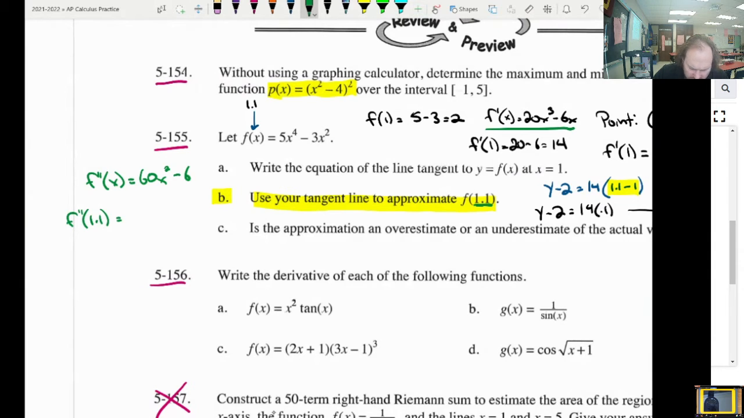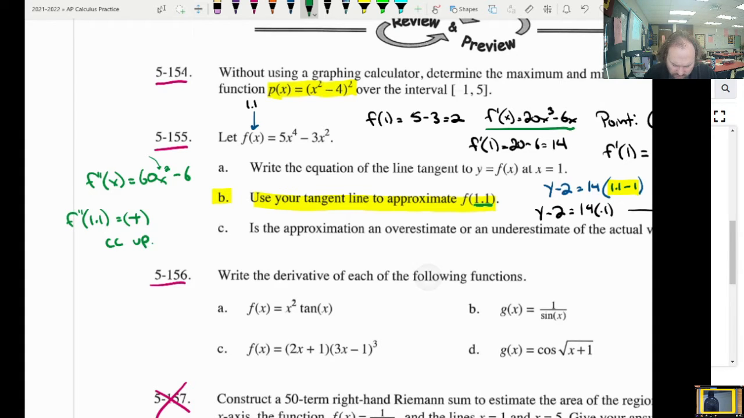And we don't really need to actually calculate the answer here. We just need to tell if it's going to be positive or negative. And it's pretty obvious. If you plug a 1.1 in for x right there, you are going to get a positive number because it's going to get multiplied by 60 and then subtract 6. So it's going to be positive, which means it's concave up.